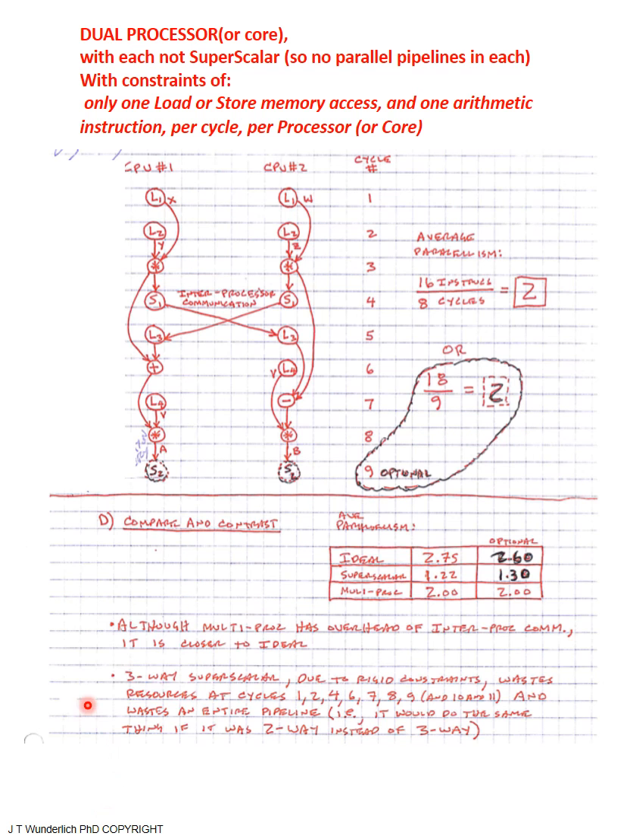Now, in this example of hardware, we have dual processor or dual core. Each of them are not superscalar, so there's no parallel pipelines in each. And each processor or core has the constraint of only one load or store memory access and one arithmetic instruction per cycle per processor or core.